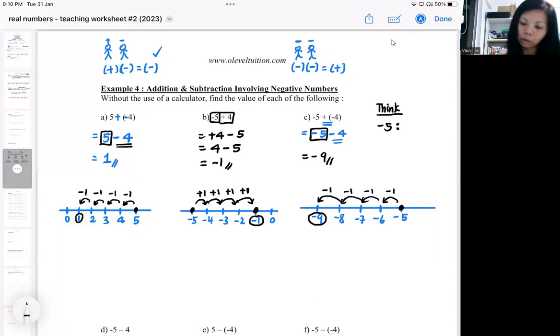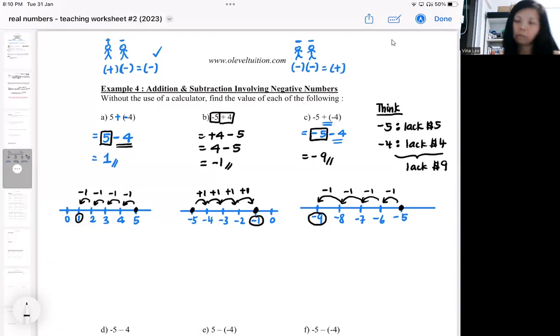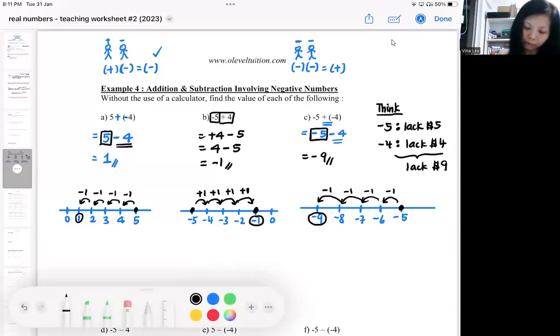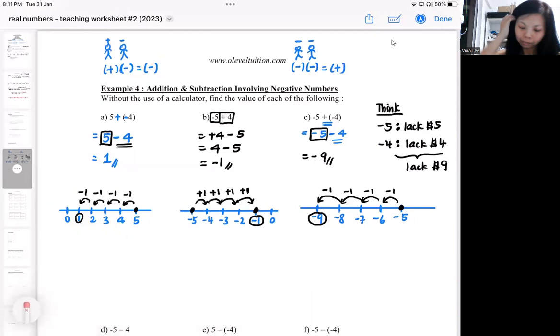-5 means you lack. You think money. You lack $5. -4 means you lack $4. That means in total, you are lacking $9. So lacking $9 is -9. So you can think that sense, or you can use number line. But generally, I will have the two rules to help me along the way.